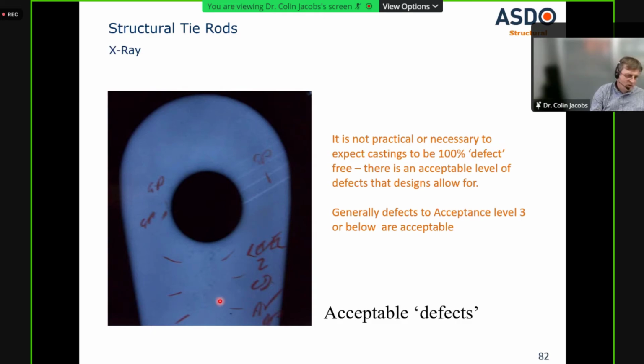There are some very good codes out there like the ASTMs and the Eurocode which qualify what these defect levels are, and an experienced radiographer will be able to tell you what level the defects are. But typically anything at level 3 or below is an acceptable defect, an acceptable risk for a casting.